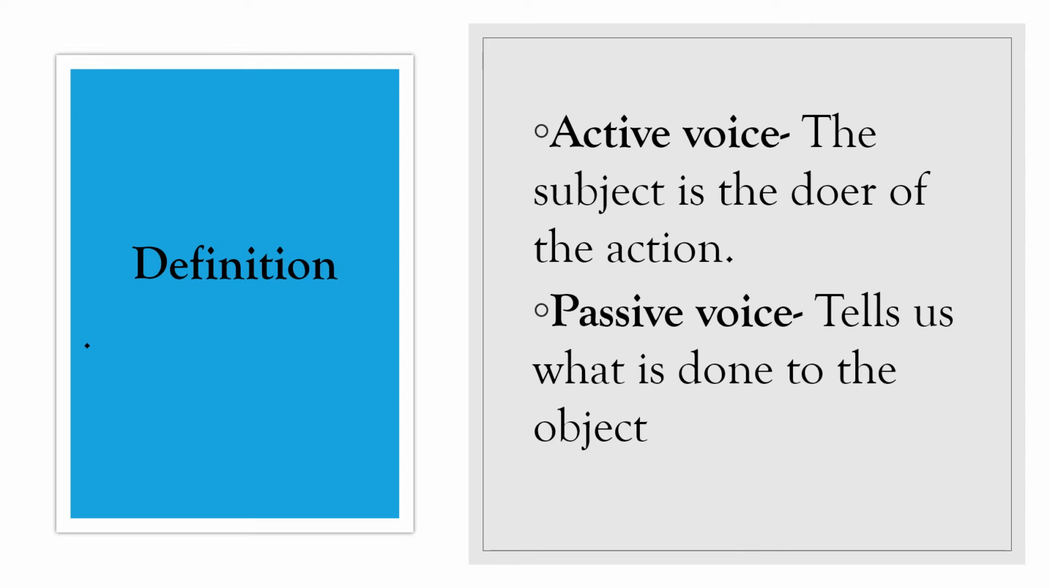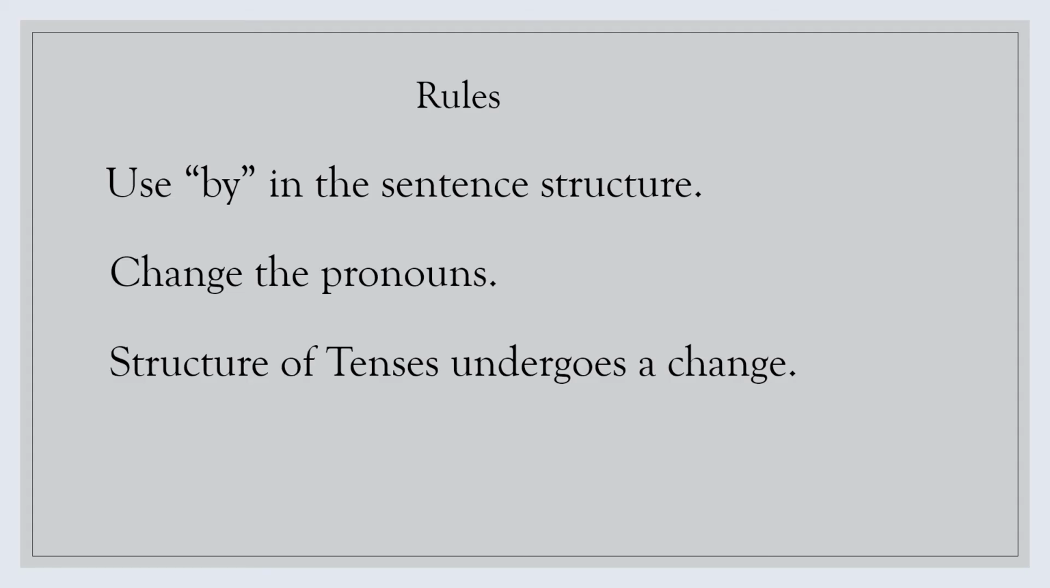Okay, let's move on. So what are the rules? First, please use the word by in your sentence structure. You need to change the pronouns. For example, he kicked the ball. So in the passive voice, you will write, the ball was kicked by him. Okay? Last one, the structure of tenses undergoes a change. This I will explain in detail. Let's move on.